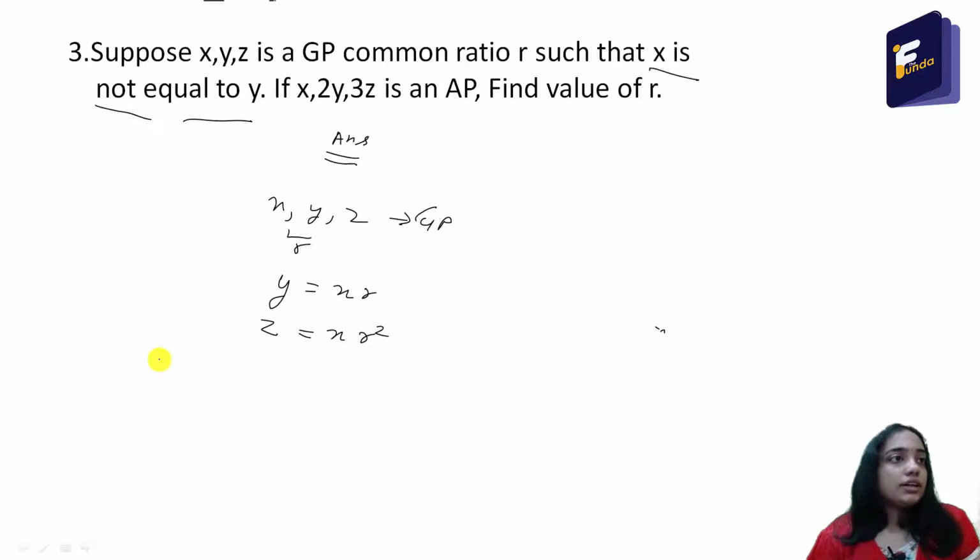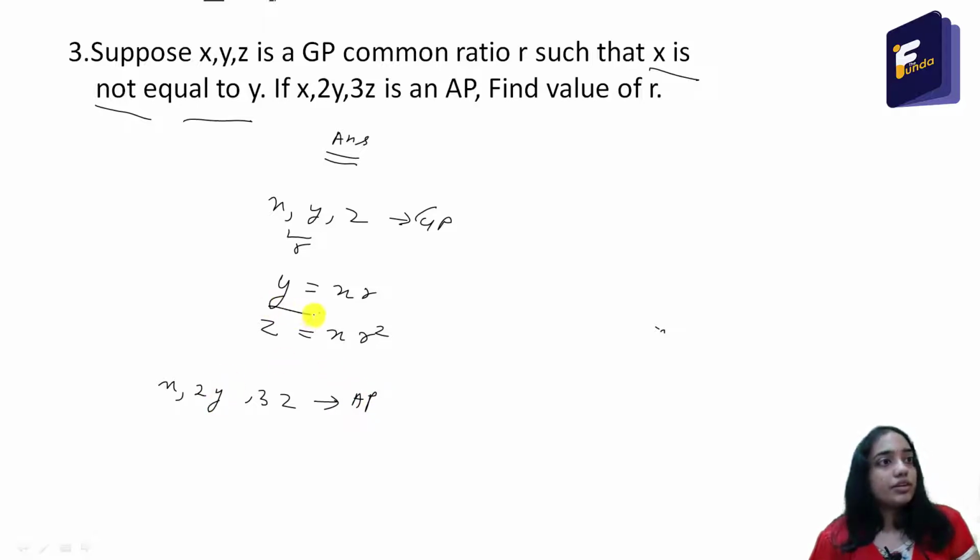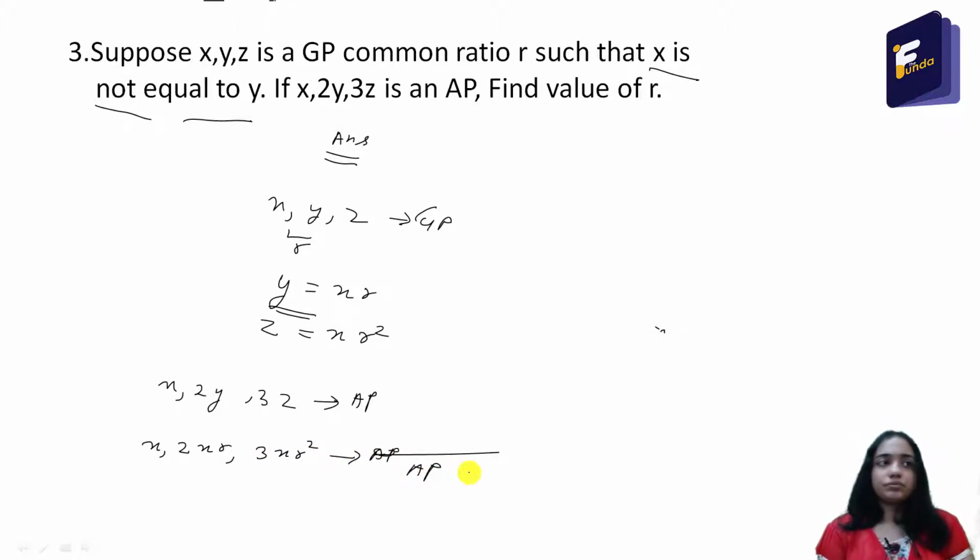Now we are given that X, 2Y and 3Z are in AP. So in place of Y, I will write XR, because I have already shown here. So X, in place of Y it is XR, so here it is 2XR, and Z is XR square, so 3Z is 3XR square. It is an AP. So find the value of R.